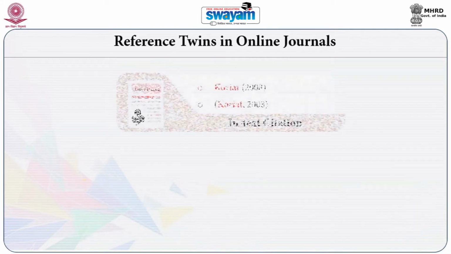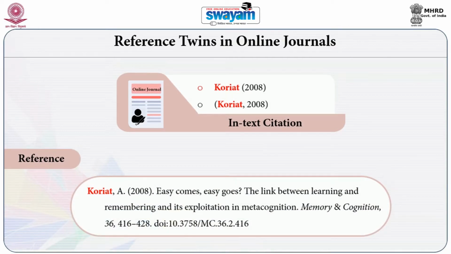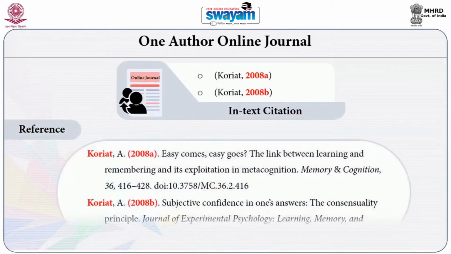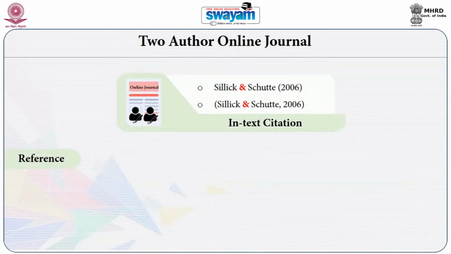Next is the example of a journal with a URL displayed on the screen, followed by a journal with a DOI. The full details are the same as in the print journal. Only the URL or DOI follows at the end.